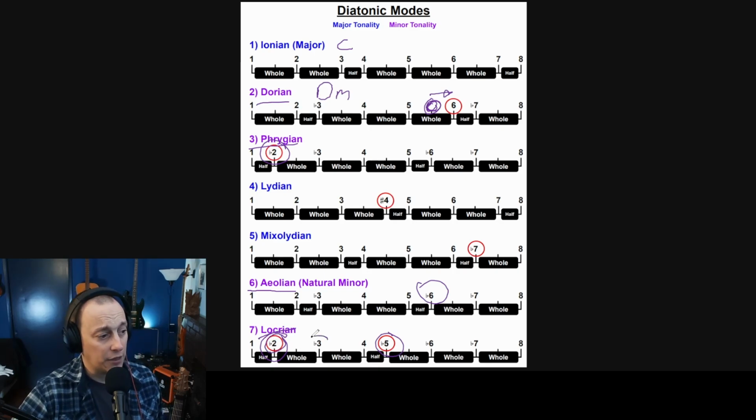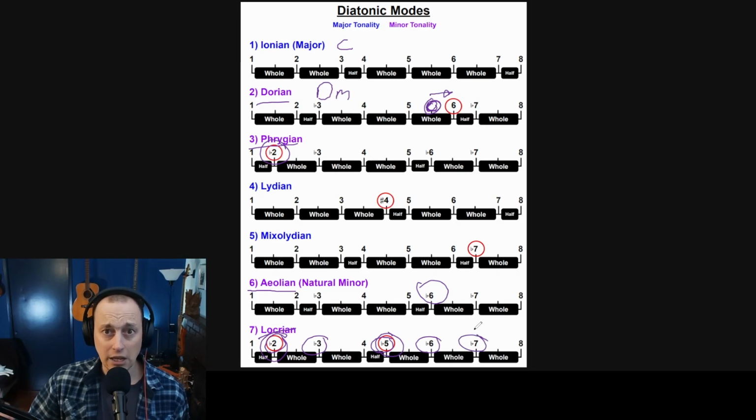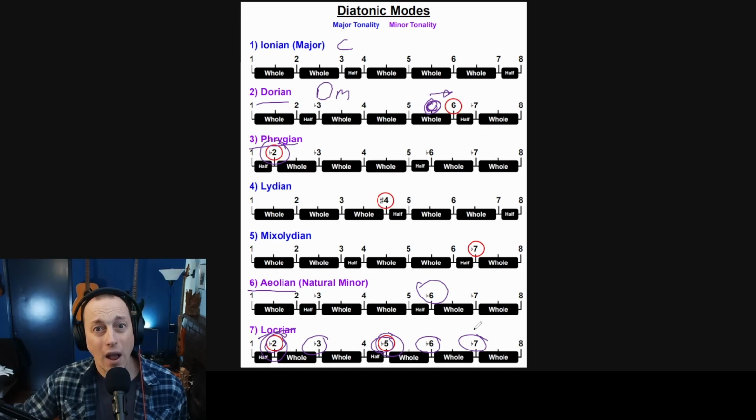Oh, it's also got a flat 3. Your 4 is the same. It's got a flat 5. It's got a flat 6. And it's got a flat 7. And by that time, your student is asleep or has walked away or whatever. So it's just, there's too much processing going on there.